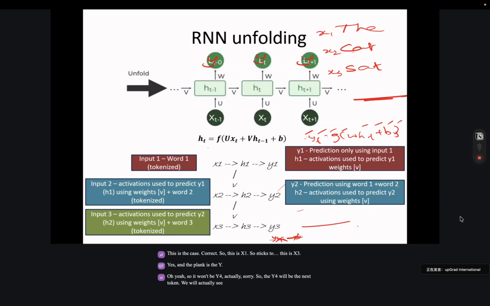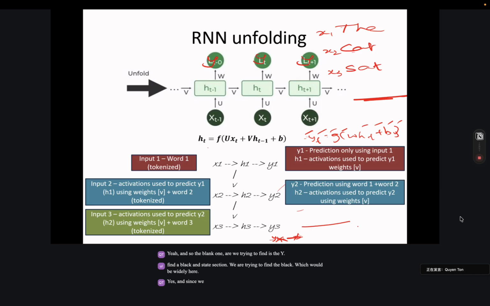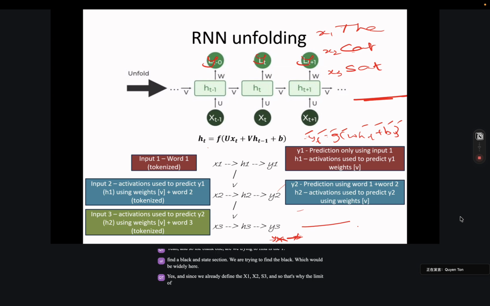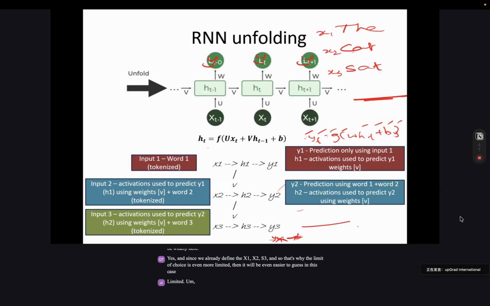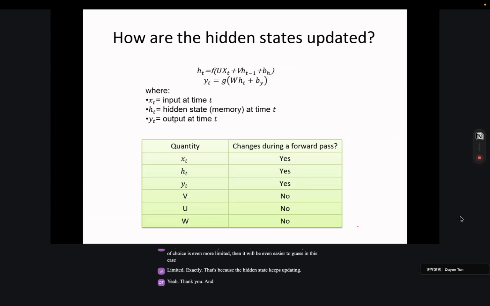We will actually see that. Yeah, and so the blank one that we're trying to find is the Y. Yes, exactly. You're trying to find the blank, which would be Y3 here. Since we already define the X1, X2, X3, that's why the limit of choice is even more limited, even easier to guess in this case. Exactly. Because the hidden state keeps updating. Thank you. And sorry for another clarification.